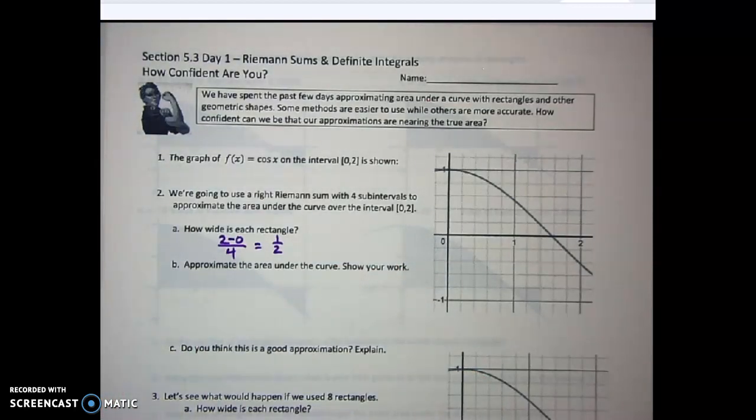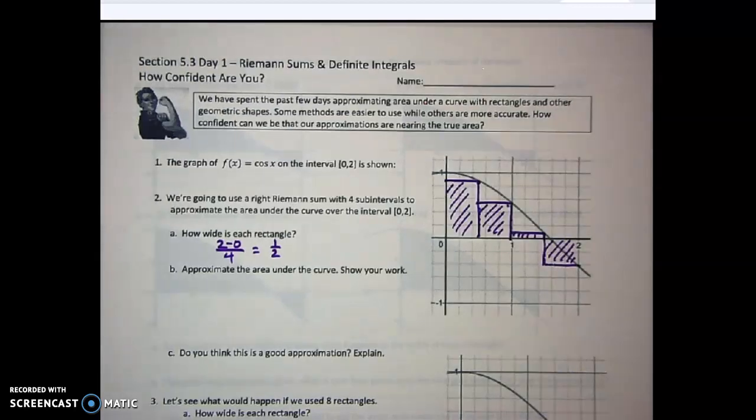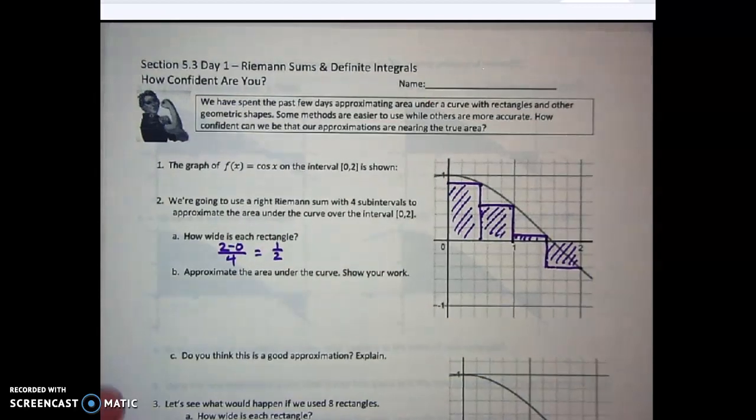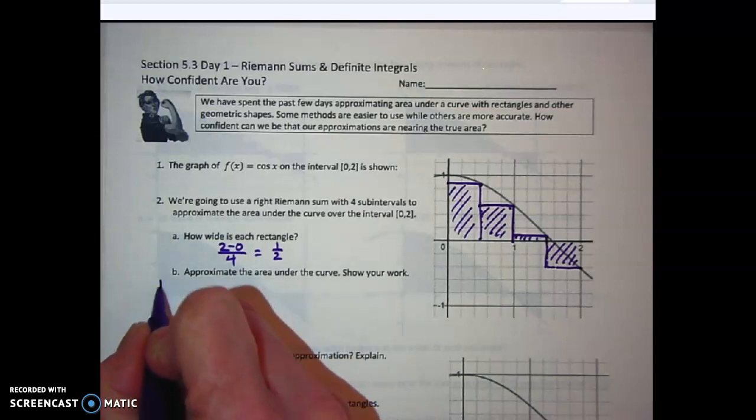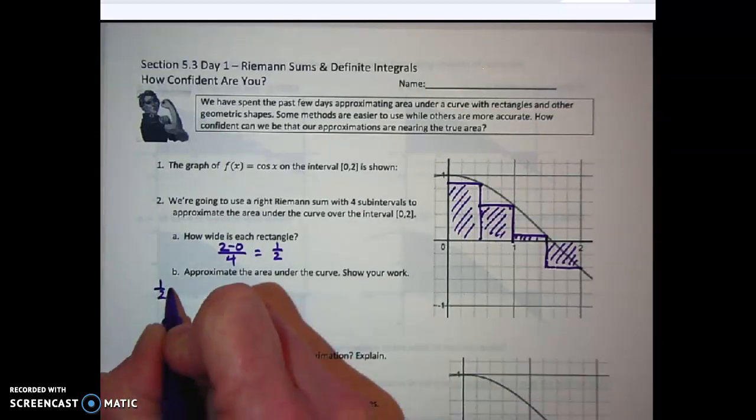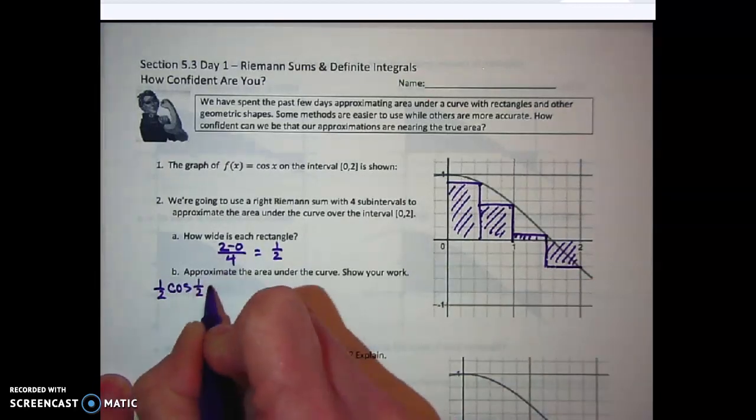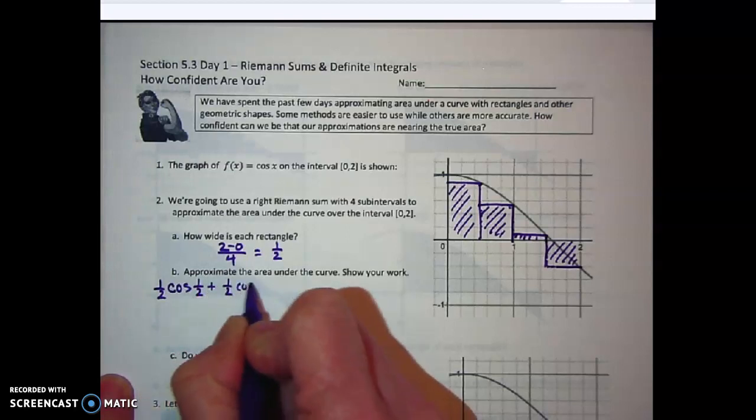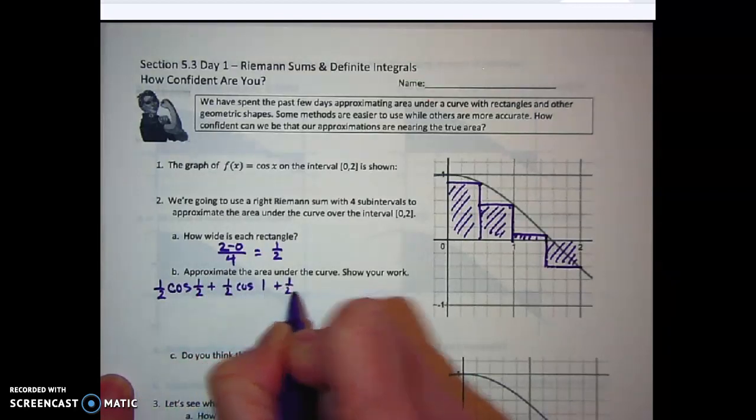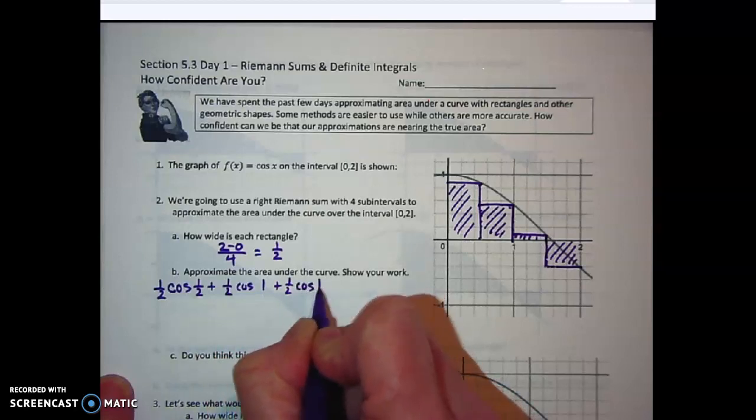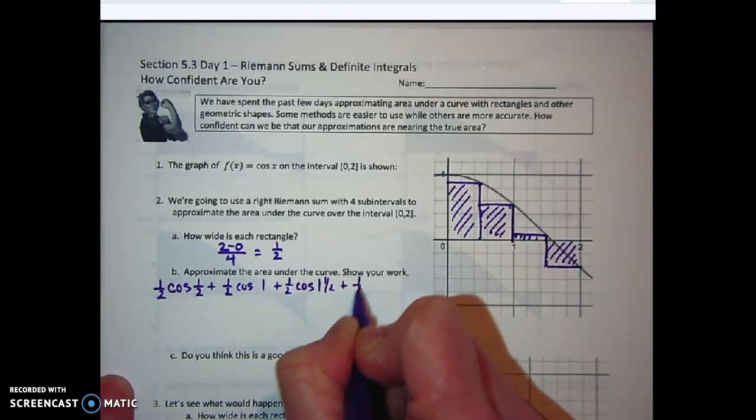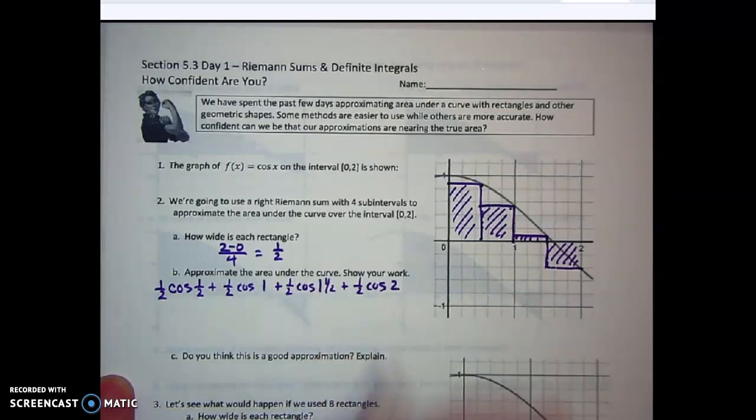I'd like you to pause the video and draw those 4 rectangles, and then use your work to approximate the area under the curve. So there's the picture of each of my rectangles. Now remember to figure out the area of each of those rectangles. Well, the width of the first rectangle is 1/2, and the height of the first rectangle is the cosine of 1/2. Second rectangle, again, the width is 1/2 times the cosine of 1, plus the width is 1/2 times the cosine of 1/2, plus the width is 1 times the height of the cosine of 2.